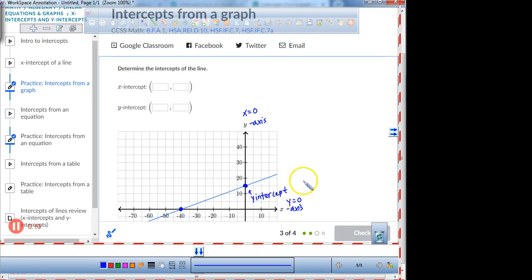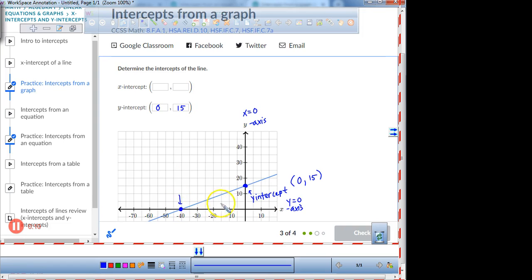Alright, and the y-intercept is where it crosses the y-axis that has an ordered pair. It's at 0 and 15, because it's directly in between a 10 and a 20. So right here I'm going to type in 0 and a 15.